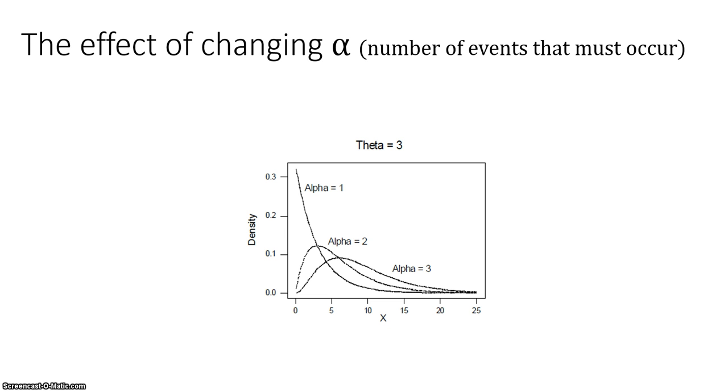And if we change the value of alpha, so now we're saying, okay, we want to see a different number of events occurring. Here I'm choosing a constant value of theta, so the average time to the first event is 3. And we can see the effect of changing alpha. So if we want to see more events, our distribution gets shifted more to the right. And notice that when alpha is equal to 1, that is actually an exponential distribution.